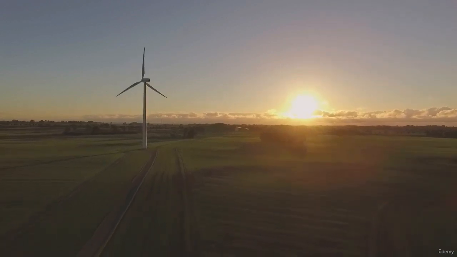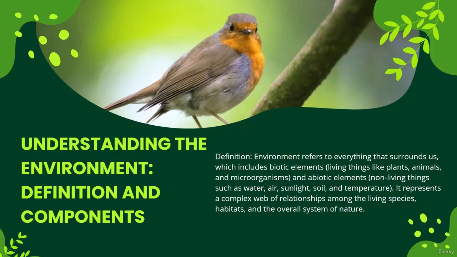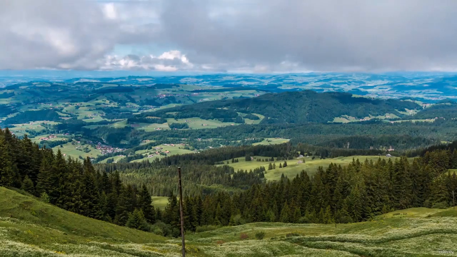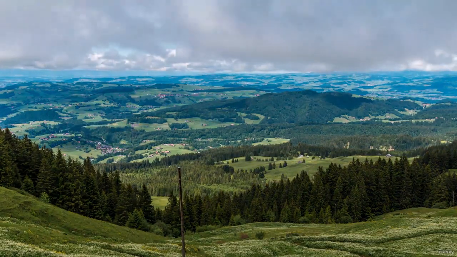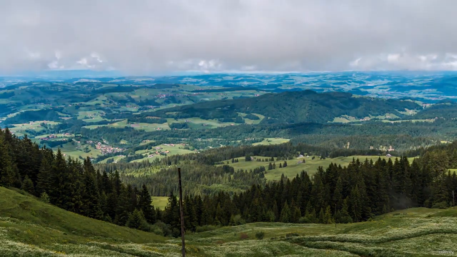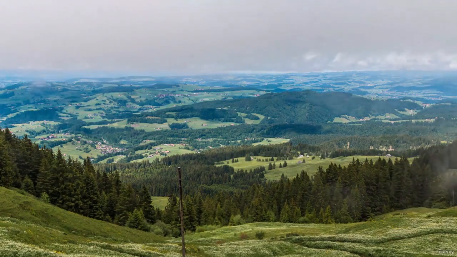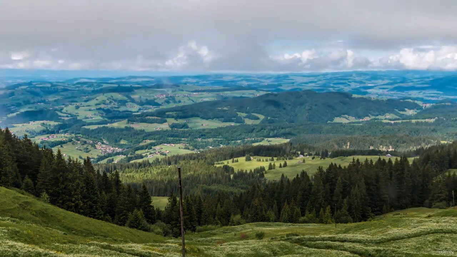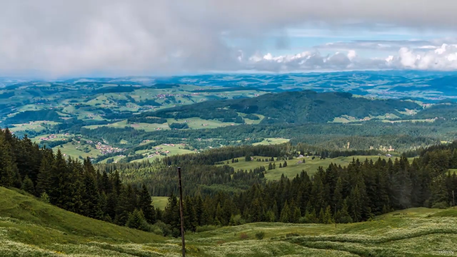Now, environment refers to everything that surrounds us. It includes the biotic elements. Now, biotic elements are the living part of the environment. So anything which is living like plants, animals, and microorganisms are called biotic elements. And abiotic elements are the non-living things such as water, air, sunlight, soil, and temperature. So both abiotic and biotic combined together make an environment.